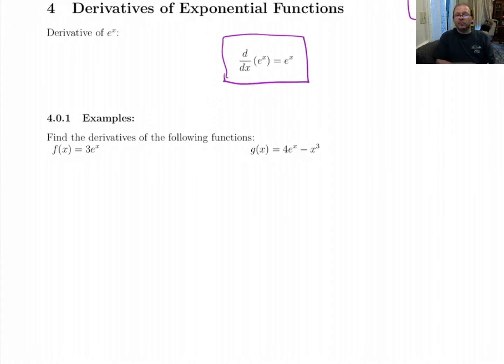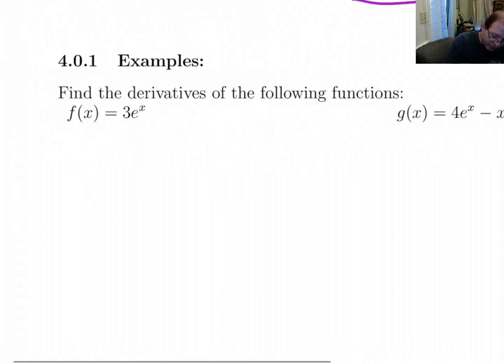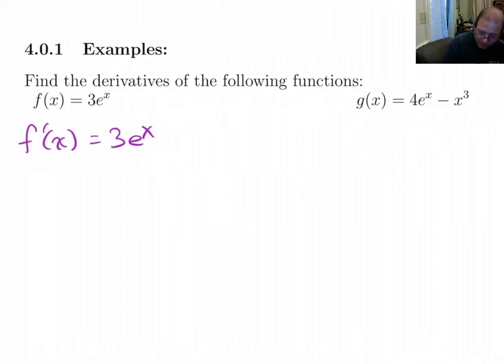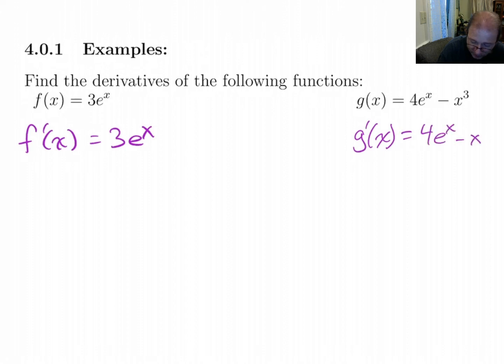Let's do a couple of examples. These are going to be super easy. The derivative of f of x equals 3e to the x. Derivative of that is just 3e to the x. Derivative of 4e to the x minus x cubed is 4e to the x minus 3x squared.